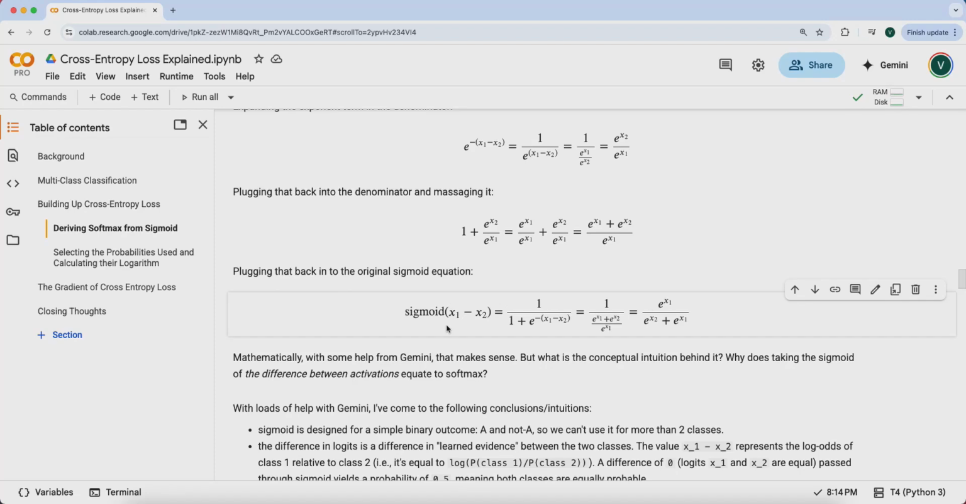The reason being, let's say we had three classes, right? Dog, cat, bird. If x1 is the activation for dog, and x2 is the activation for cat, and x3 is the activation for the bird, well, x1 minus x2 is not the whole story, right? The probability of dog is not 1 minus the probability of cat. The probability of dog is 1 minus the probability of cat plus the probability of bird. So as soon as we have 3, we can no longer use this idea of a difference between the logits to give us the softmax.